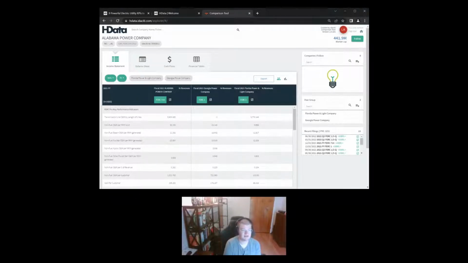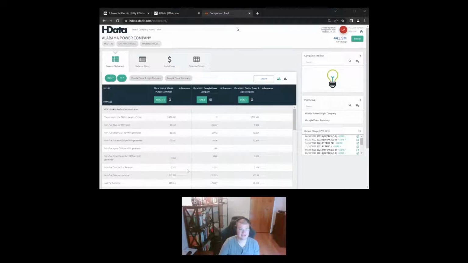We can also look at non-fuel and per dollar revenue. So for every dollar that we receive as an electric utility, what portion of that is being spent on O&M? For example, for Alabama Power, roughly 26 cents for every dollar they receive is spent on O&M. Of course, this is subtracting out fuel.